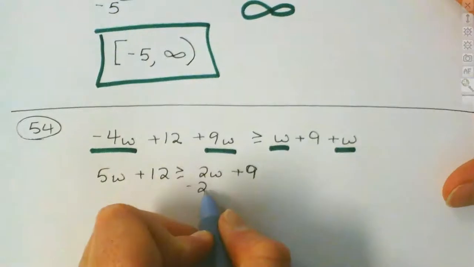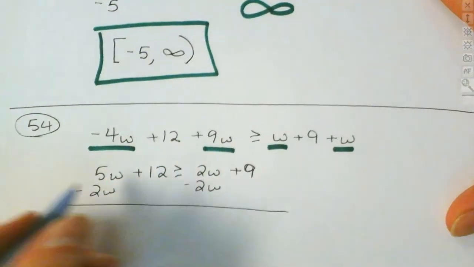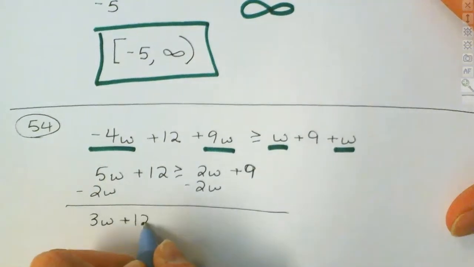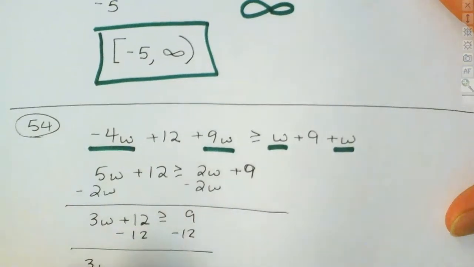Now what are we going to do? Move the 2w over. Nothing new. 5 minus 2 leaves you with 3w plus 12. Move the 12 over. So 3w is now greater than or equal to 9 minus 12, that makes it a minus 3.